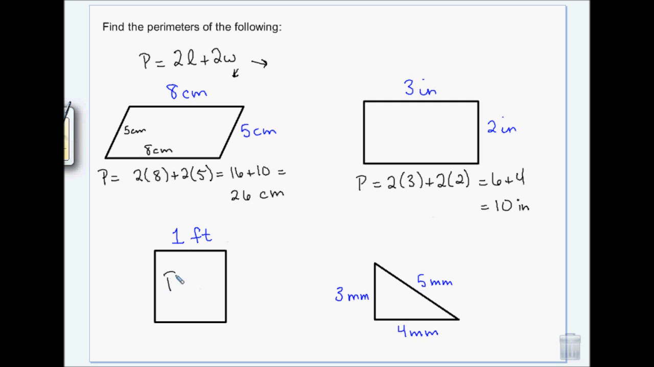The formula for a square is a little different. It's 4S. My side is 1 foot, so I'm going to have to multiply, and it's a very difficult multiplication, and I'm not sure if I know this one. 4 times 1. Anybody help me out? 4 times 1, 4. So that's 4 feet, because in a square, all the sides are the same length. And then for the triangle, I just have to add. So 3 plus 4 plus 5, so it's going to be 12 millimeters.